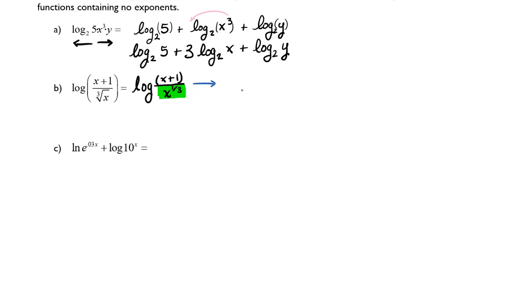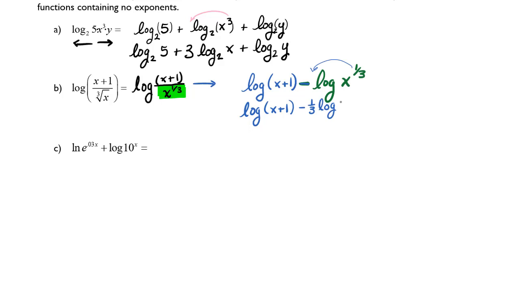So we can rewrite this as log of x plus 1 in the numerator and then minus, because this is the portion that was in the denominator, so minus log of x to the 1/3. Now I'm going to rewrite the whole thing with no exponents because I need to bring that 1/3 out front. So I will have log of x plus 1 minus 1/3 log of x.